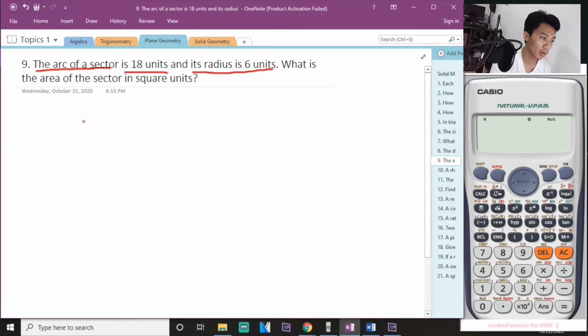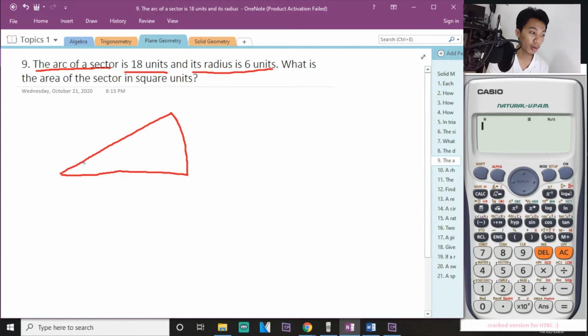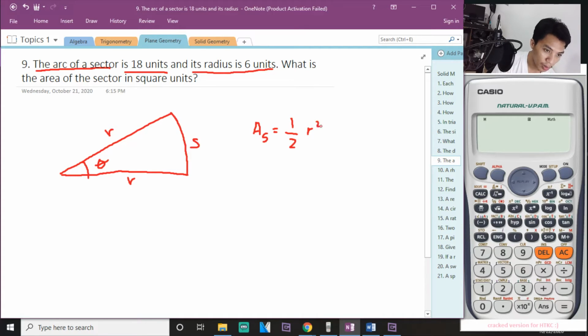Ano ba yung arc sector? Ngayon, tinuro ko sa inyo pagdating ng ating trigonometry. Meron kang theta and then this is the length of the arc. Meron kang r and r. Now, for the area of the sector, that is area ng sector. Okay? Area of sector is equal to 1/2 r squared theta, where theta should be in radian.